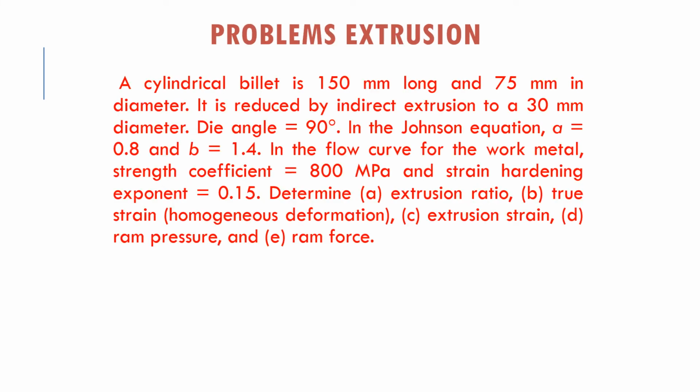Now let us look into the problem. A cylindrical billet is 150 mm long, 75 mm in diameter. It is reduced by indirect extrusion to a 30 mm diameter. The die angle is 90 degrees. In the Johnson equation, a equal to 0.8, b equal to 1.4. In the flow curve for the work material, the strength coefficient equals 800 MPa, and the strain hardening exponent is 0.15. You have to determine the extrusion ratio, true strain with homogeneous deformation, extrusion strain, ram pressure, and ram force.